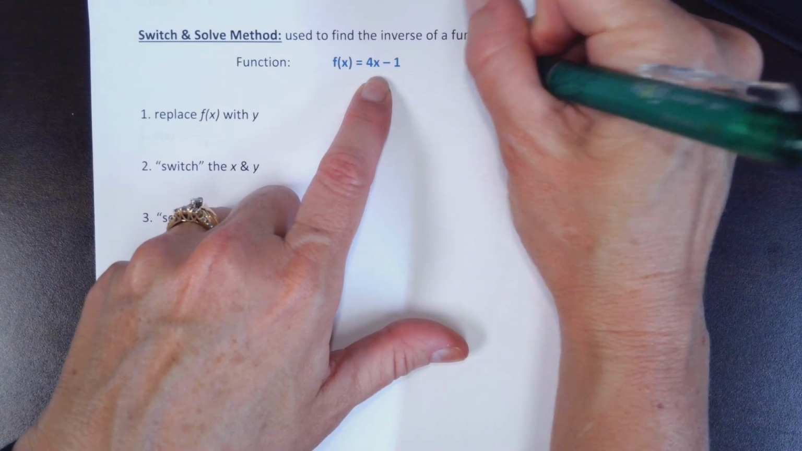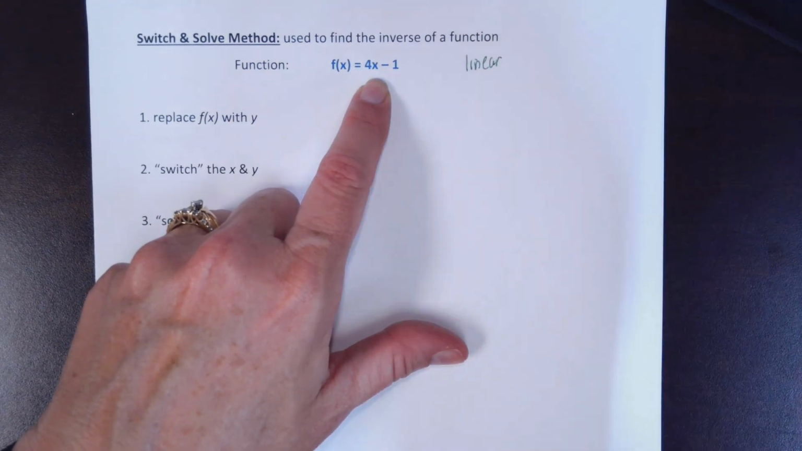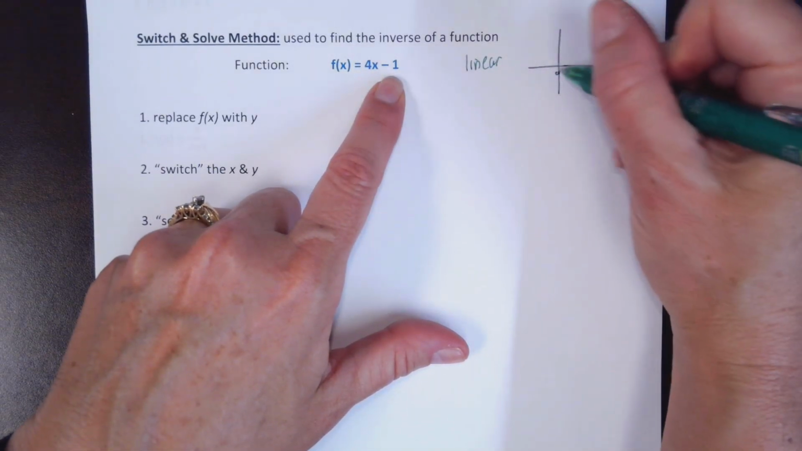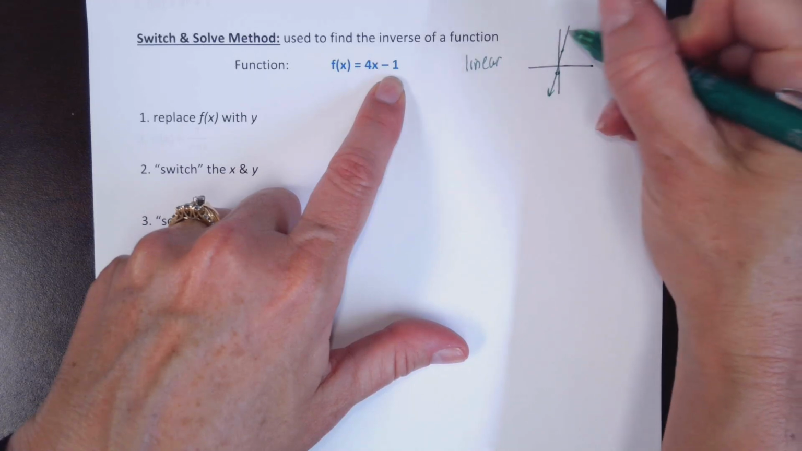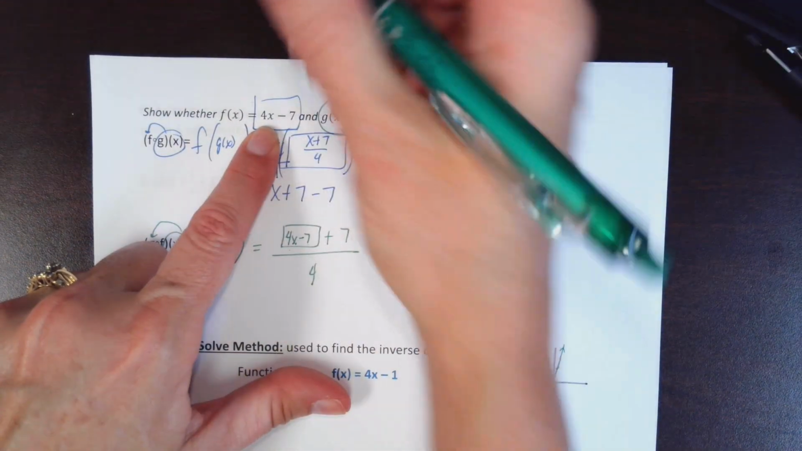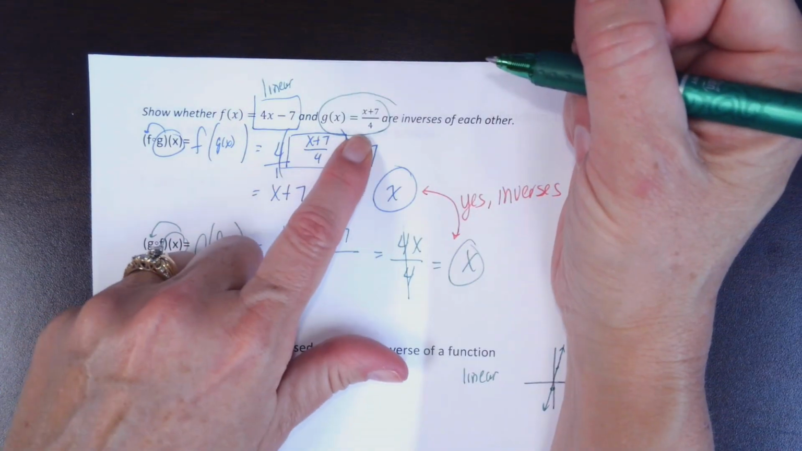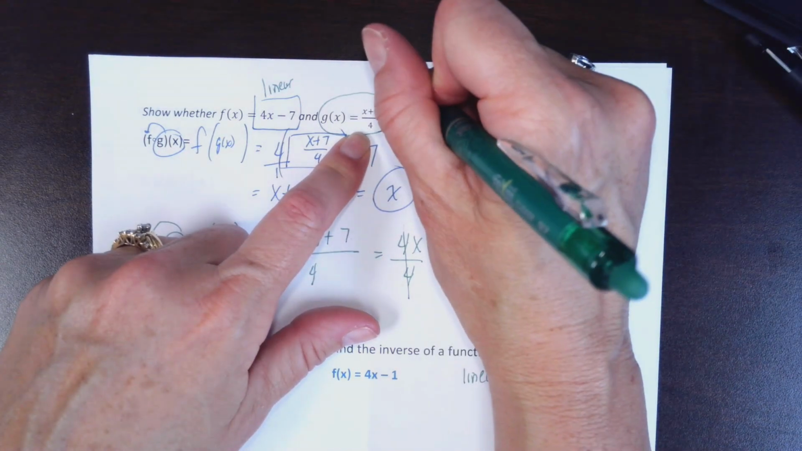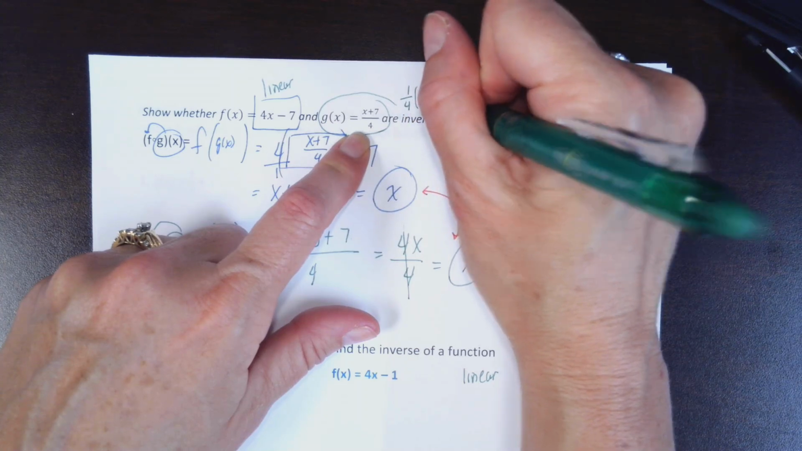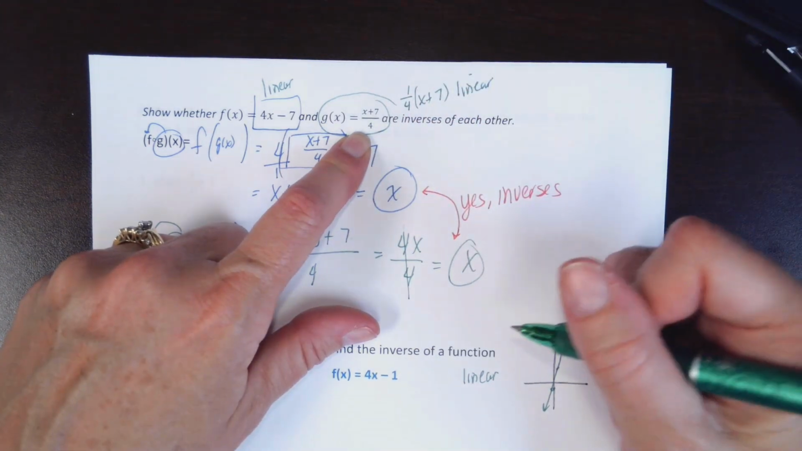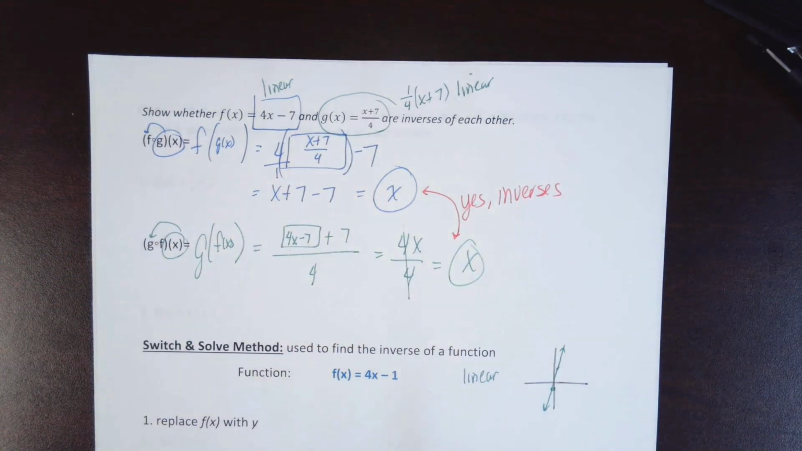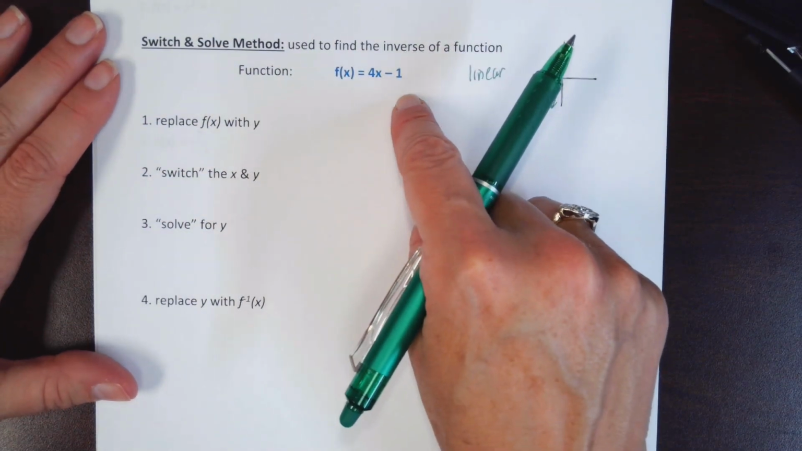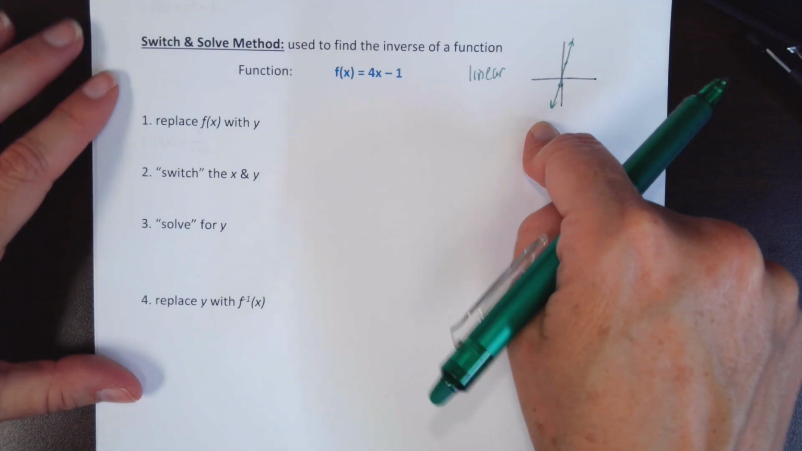4x minus 1 is a linear function. If I graph it, it's going to be the graph of a line. In fact, it's a line with a slope of 4 and a y-intercept of negative 1. Super steep slope, so it's going to look something like that. The other one is also linear. That's not a variable in the denominator, that's just a 4, so I could write it as 1/4 times x plus 7, which is still a linear function. It's just x, not x squared, x cubed, or square root. So those are both linear functions as well. We're going to invert this. Linear functions are one-to-one, so we know that the inverse is also going to be a function.